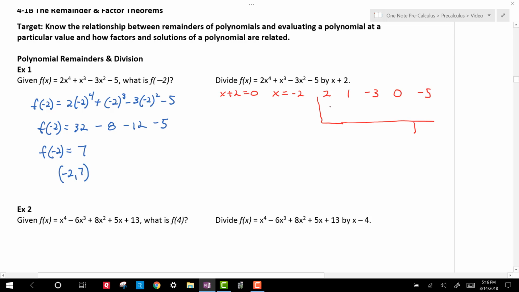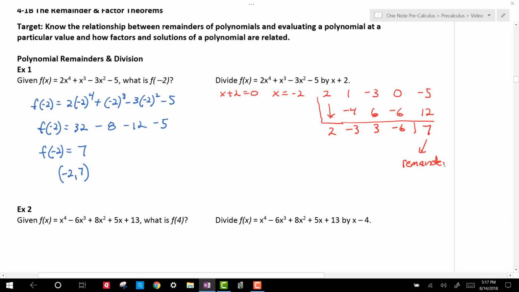All right, drop down the 2. Here we go. 2 times -2 is -4. Adding the column, you get -3. -3 times -2 is 6. Add down the column, you get 3. 3 times -2 is -6. Add down the column, you get -6. -6 times -2 is +12. Add down the column, and I get a remainder of 7.